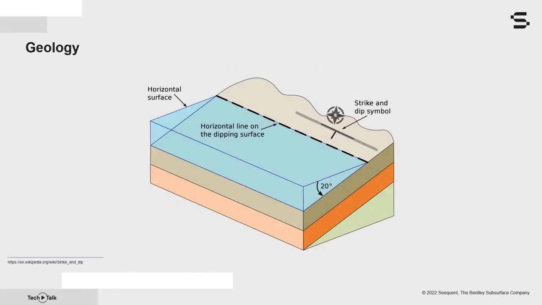The strike is the orientation of a joint set's horizontal projection with respect to the magnetic north. The dip direction is orthogonal to the strike and represents the direction toward which the joint set is heading. Finally, the dip angle is the angle the joint set makes with respect to a horizontal ground projection. By definition, the dip angle is a value from 0 degrees to 90 degrees.